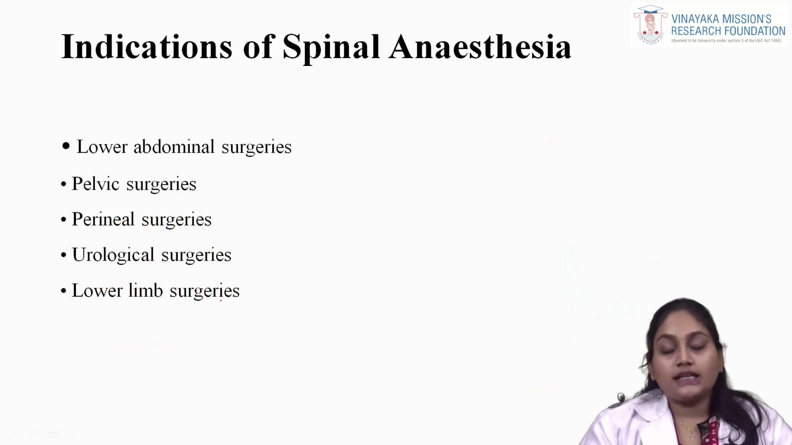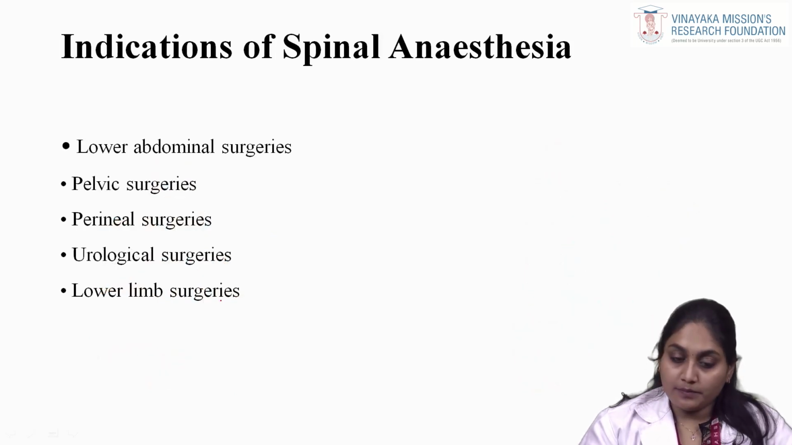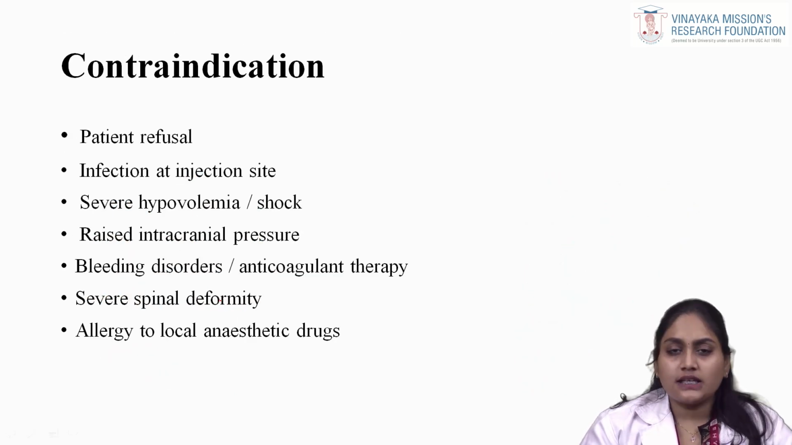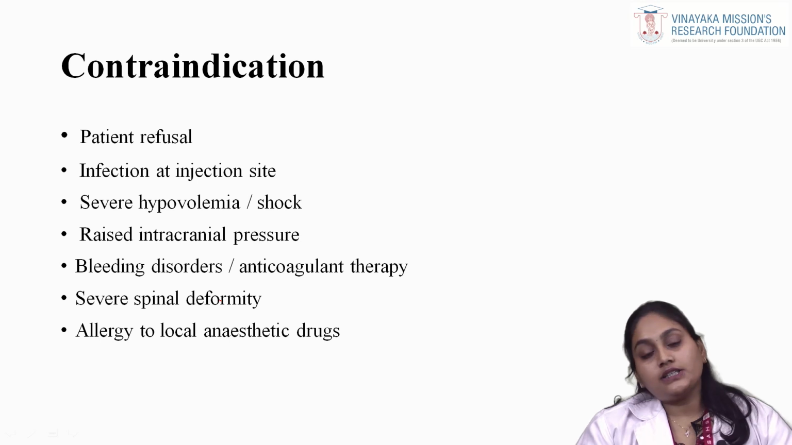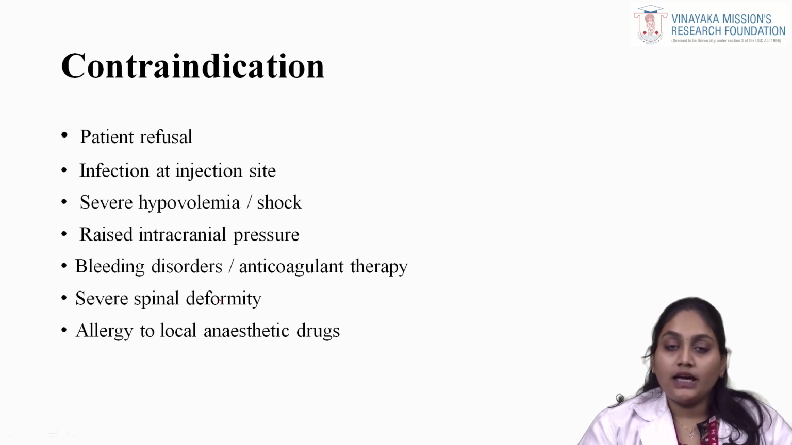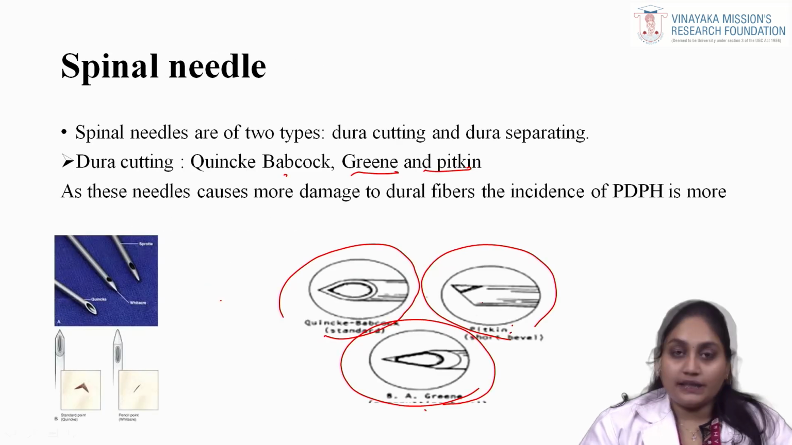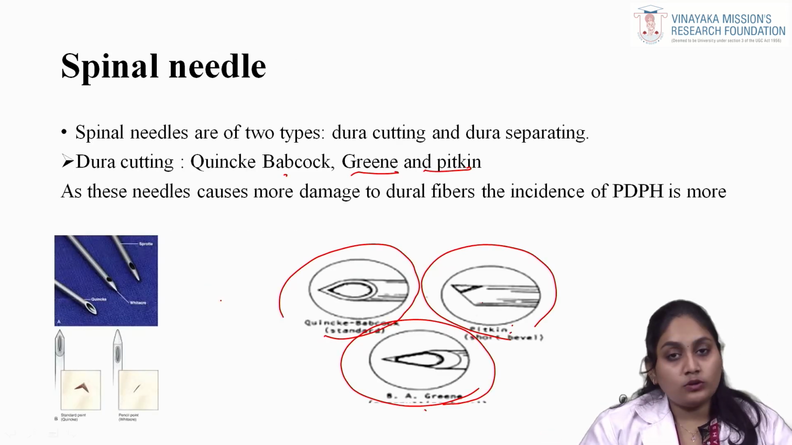Indications, as I told you before, are all lower abdominal surgeries, and contraindications are patient refusal, infection at the site, spine deformity, or allergy to the local anesthetic drug. For patients having these conditions, we can exclude it, or we can change the anesthesia procedure. So the main topic is the spinal needle. As I told you before, we have 2 types of spinal needle, dura cutting and dura separating.